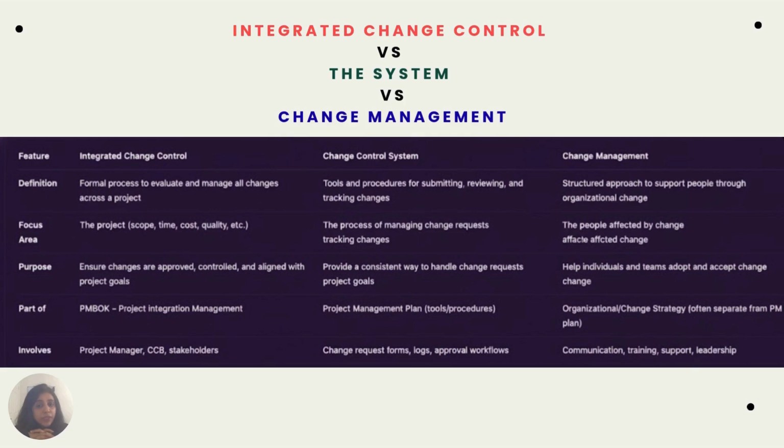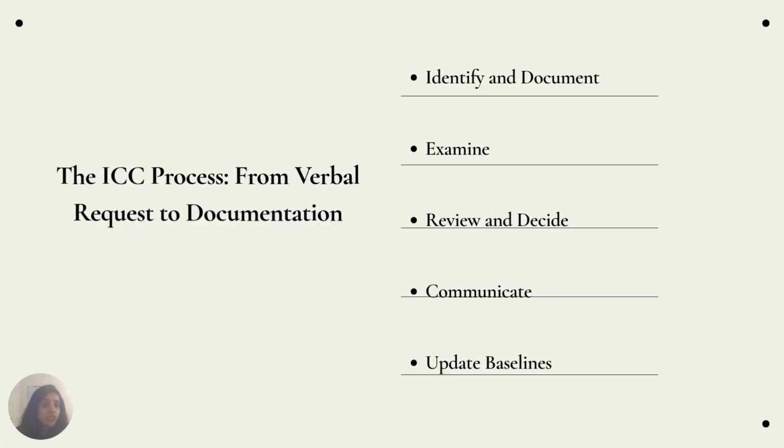And the change management is organizational change or change strategy, often separate from project management plan. Which tools do they use in change control system? It's the change request form, logs, approval, workflows, while the communication, training and support, leadership, all those fall under change management. I hope this is very, very clear. So let's move on to the integrated change control process from verbal request to documentation.